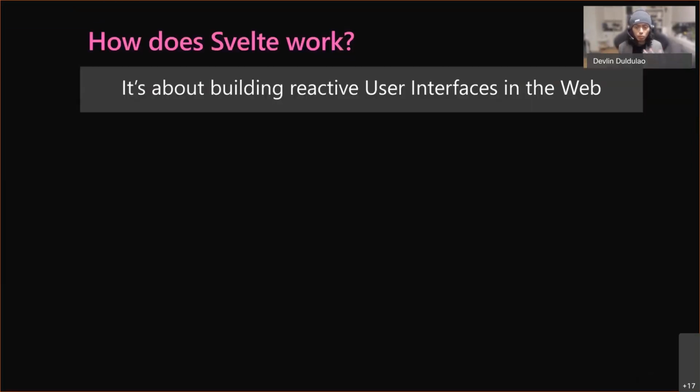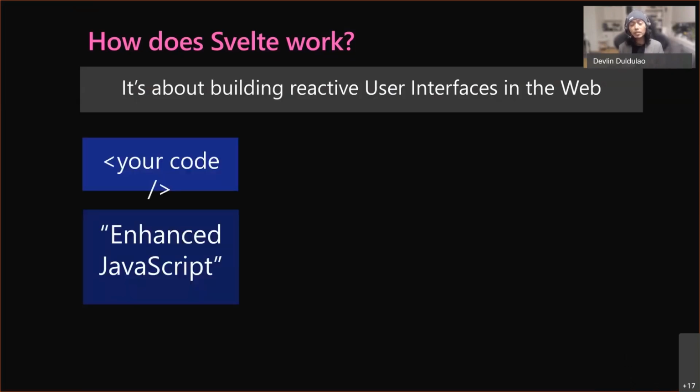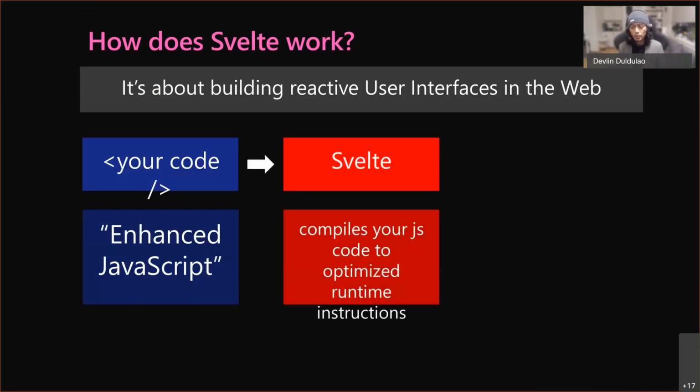So how does Svelte work? It's simple here. You write normal JavaScript code, but you need to follow a few certain syntax rules. And then when you run the Svelte compiler over your code, it compiles that code to optimized runtime instructions. You are probably saying right now, is this important? Pre-compilation can significantly lower the overhead of a framework.